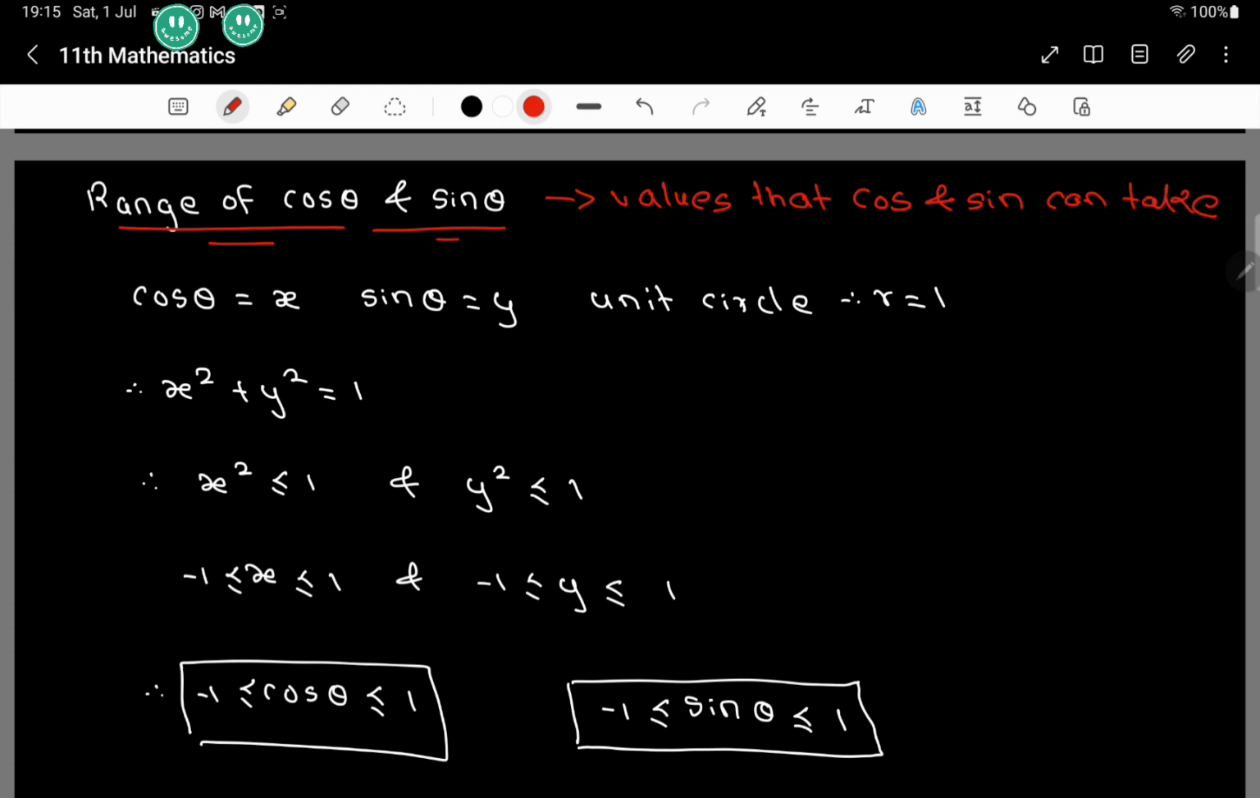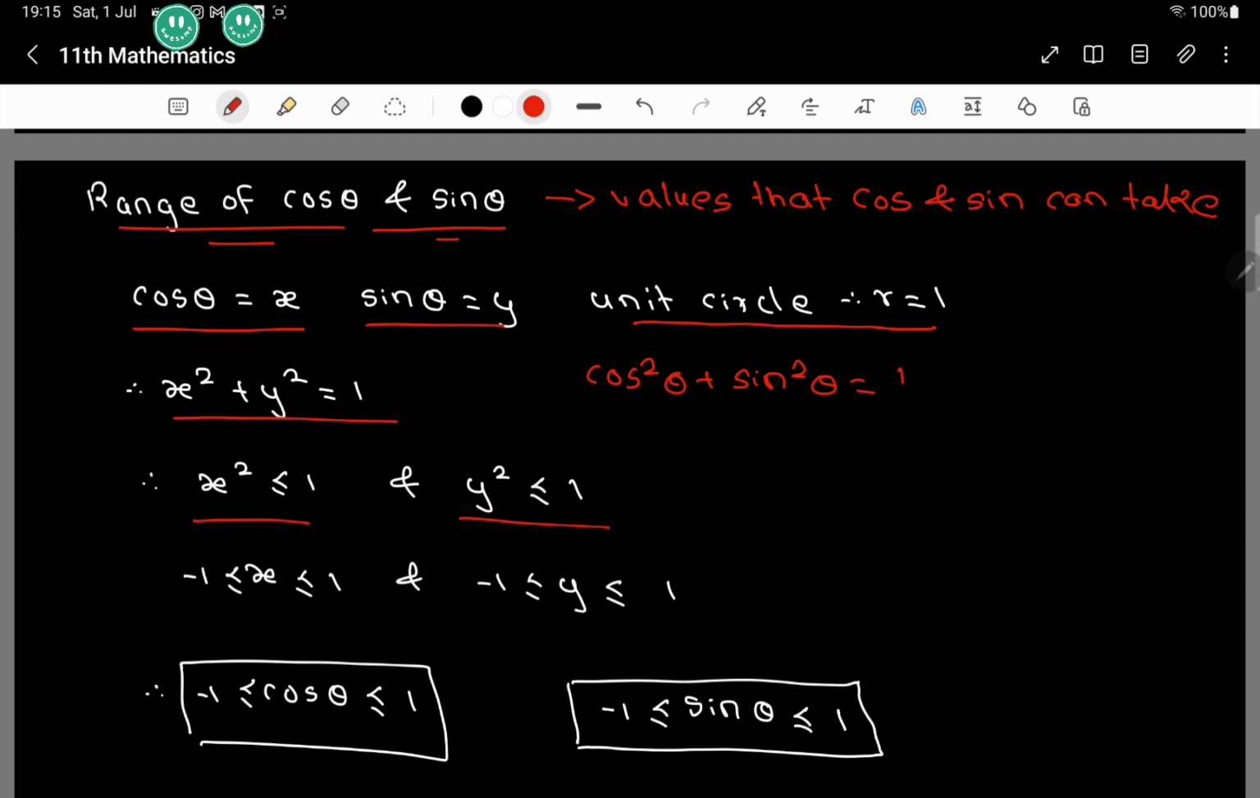Now, cos theta is equal to x and sin theta is equal to y when we are in the unit circle, that is, the radius is 1. And we know the trigonometric identity cos square theta plus sin square theta is equal to 1. Therefore, x square plus y square is equal to 1, which is also the equation for the circle of radius 1 unit and center at origin. So, if x square plus y square is 1, then x square should be less than or equal to 1 and y square should be less than or equal to 1.